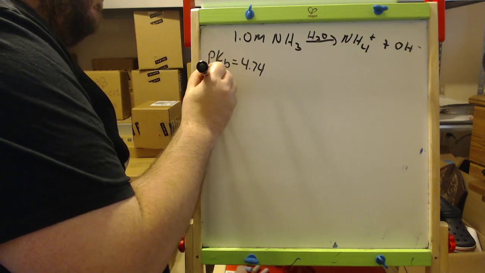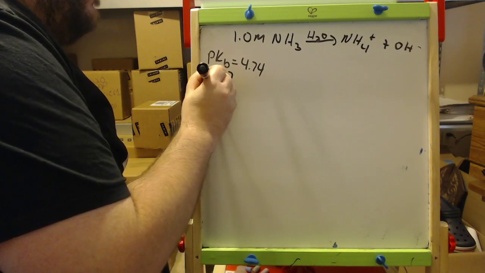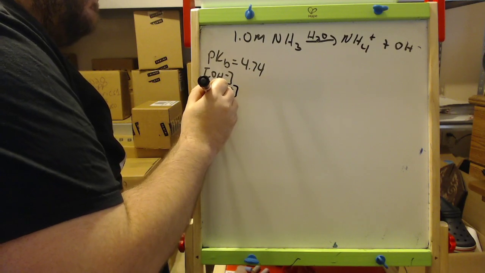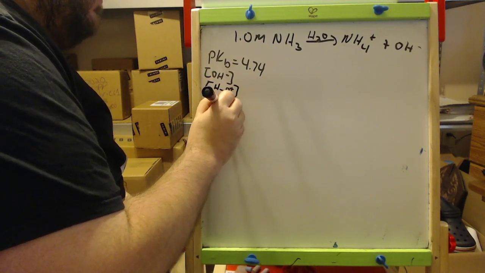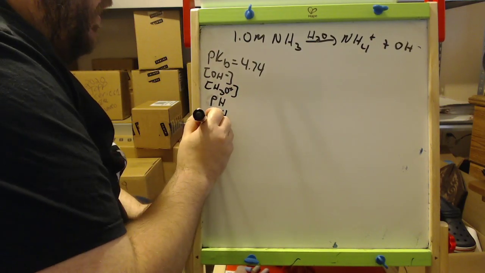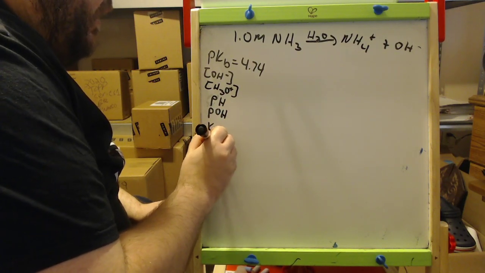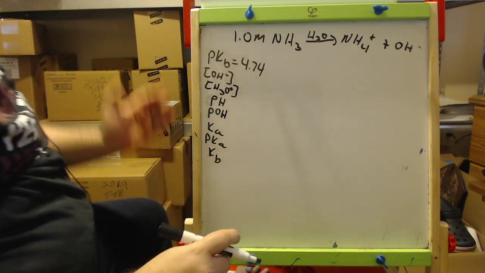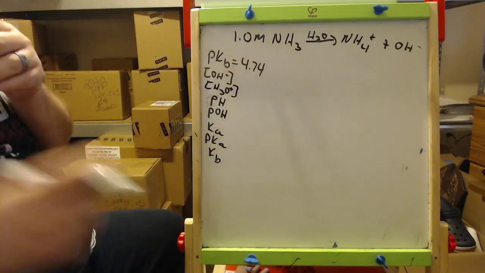Ready? They want us to find hydroxide. They want us to find hydronium. They want us to find pH. They want us to find the pOH. They want us to find the Ka. They want us to find the pKa. They want us to find the Kb. They want us to find all that information, and all they gave us was this and this.